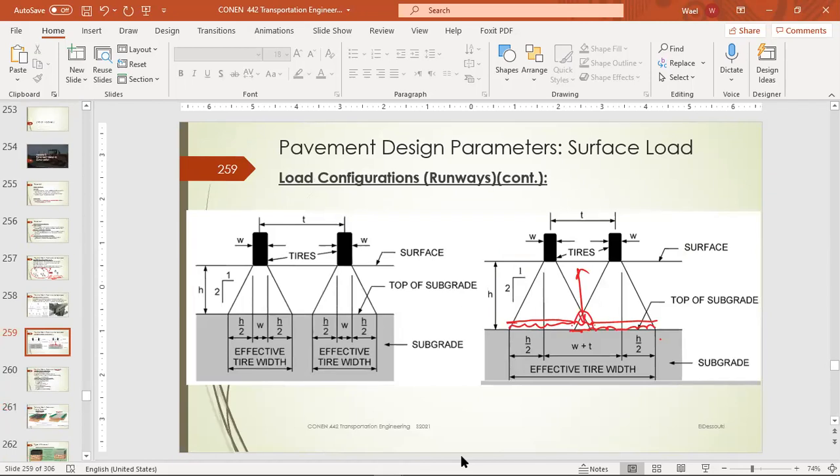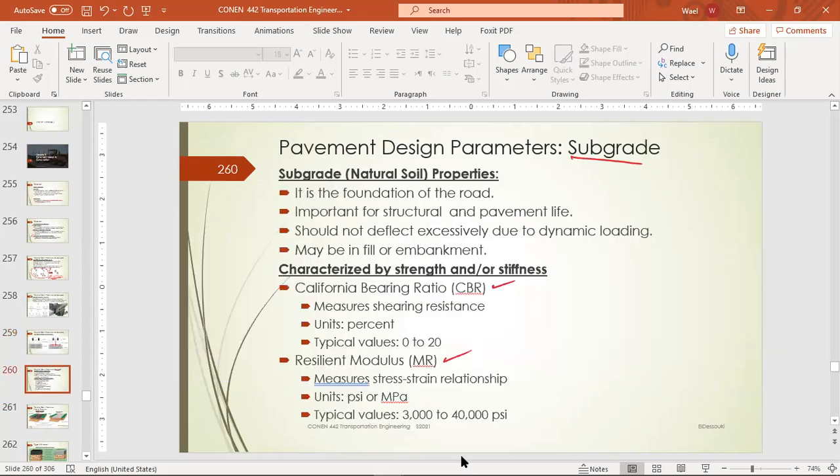As I mentioned, the wheel configuration plays a major role in the overlap between wheel loads and the subgrade, as you can see in this diagram. Okay, so that was the first part, for the axle load parameters. Now the second is the design parameters for the subgrade, the natural soil properties.